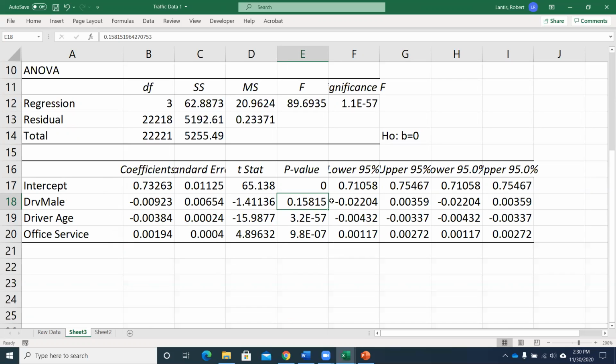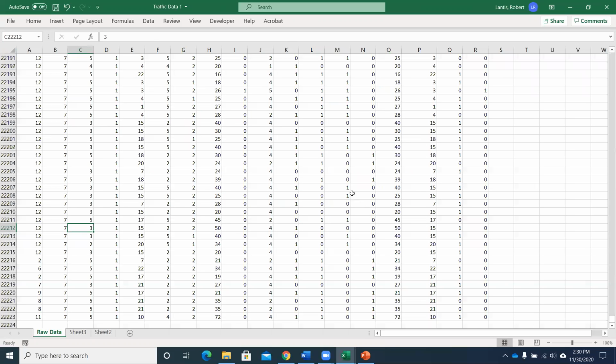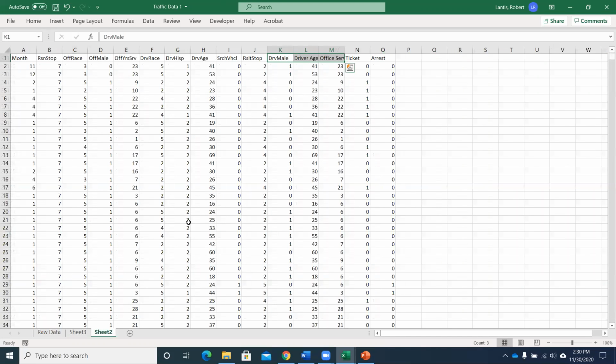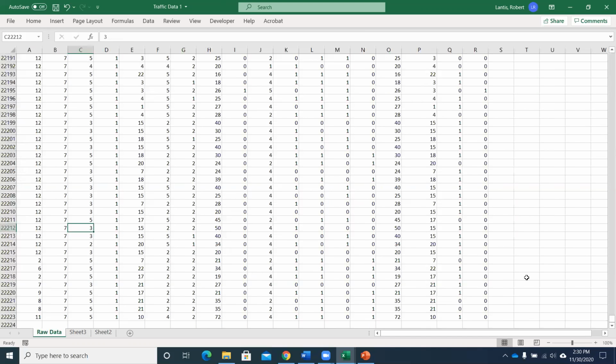So we can make the interpretations, but also we have to remember, is it significant? And here, your gender doesn't have a significant impact. So that's pretty interesting. So I want to push this data a little bit further. So we'll go back to the raw data.